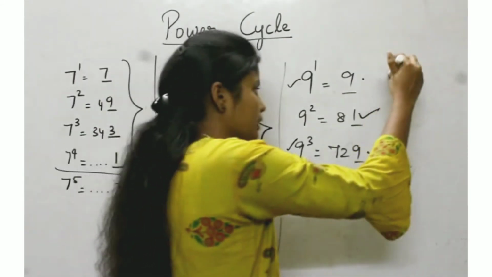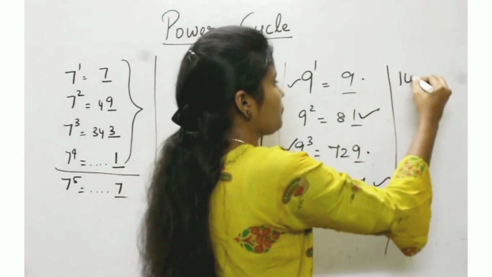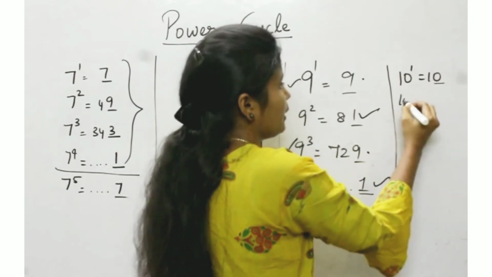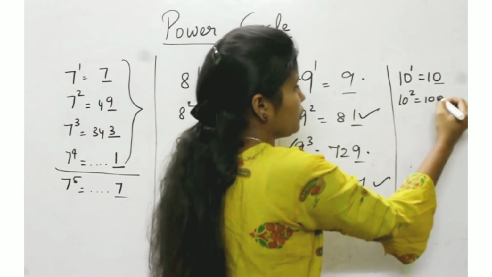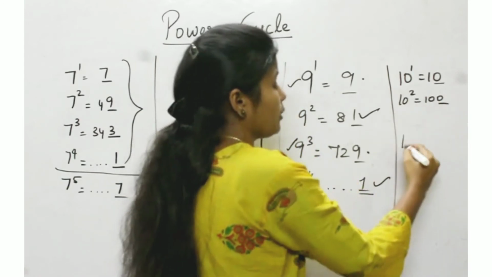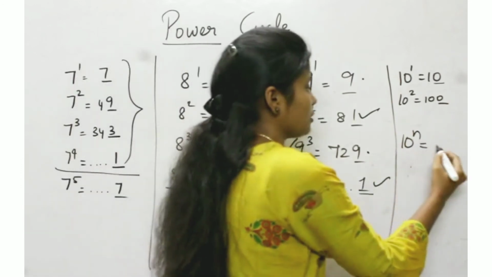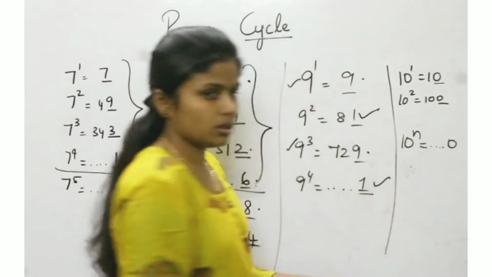Well, let me complete the power cycle with powers of 10. 10 power 1 is 10, so the unit digit is 0. 10 power 2 is 100, where the unit digit is 0. So of course, if you have any number to the power of 10, then the unit digit is very obvious that it will be 0.